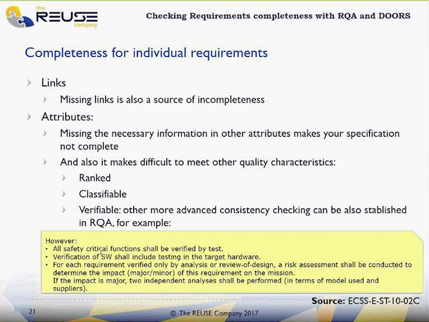And regarding completeness for individual requirements, it is not only the definition and the textual part of the requirement. It is also that missing links contribute to the completeness of the requirements and the set of requirements, and also attributes as well. So missing or empty values for some of the attributes can make our specification or our requirement difficult to be ranked, or difficult to be classified somehow, or even difficult to be verifiable. So we need to provide all the needed information for all these attributes to end up with a complete set of requirements.